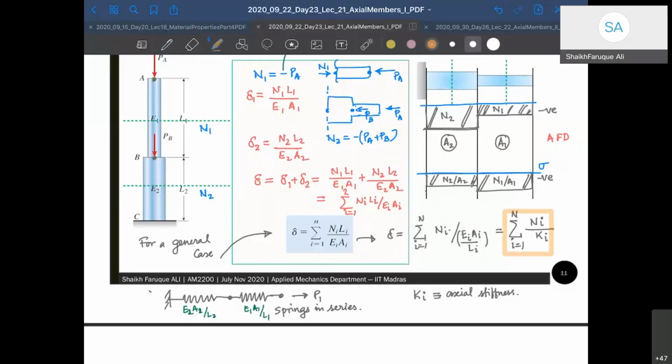All right, Ni by Ki. Ki is the stiffness of each of the separate springs. What we are doing is changing the axial members to stiffness springs because it becomes easier for us to understand springs from a mechanical engineering perspective.